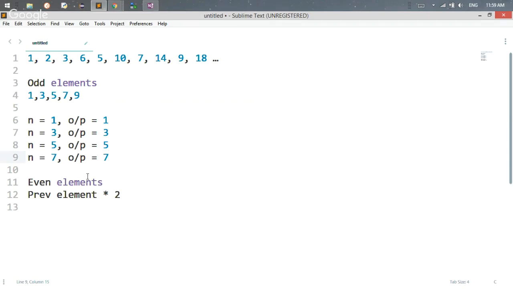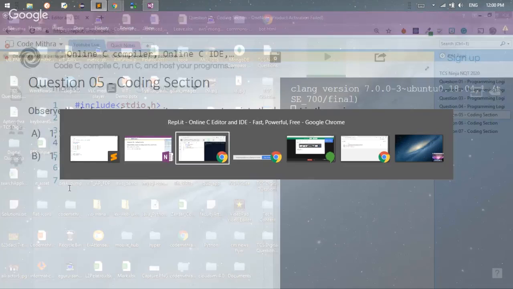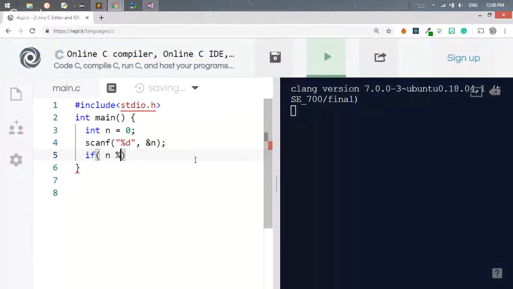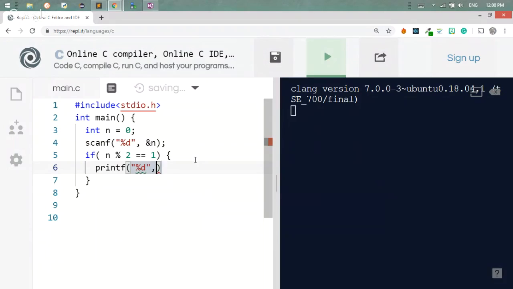So if n is odd, let's say I ask you for the fifth element, the output will be 5. That's it, right? This is the fifth element. As simple as that. So if n is odd, the output is odd itself. So how am I going to check that? If n modulo 2, modulo gives you a remainder, if n modulo 2 is equal to 1, that means I'm asking you to print the odd number. So how do you print it? It is simple. If n is odd, the output is also n. You directly print n.